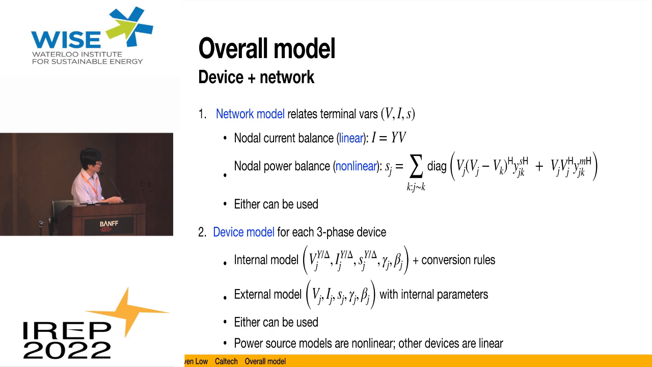And if you only have voltage, current, and impedance, then everything's linear. If you have, say, a constant power device, then inevitably you will have nonlinearity. On the network, though, you can always use the linear current balance equation. So this is always linear. Whether your overall network is linear or nonlinear depends on whether you have a constant power device.